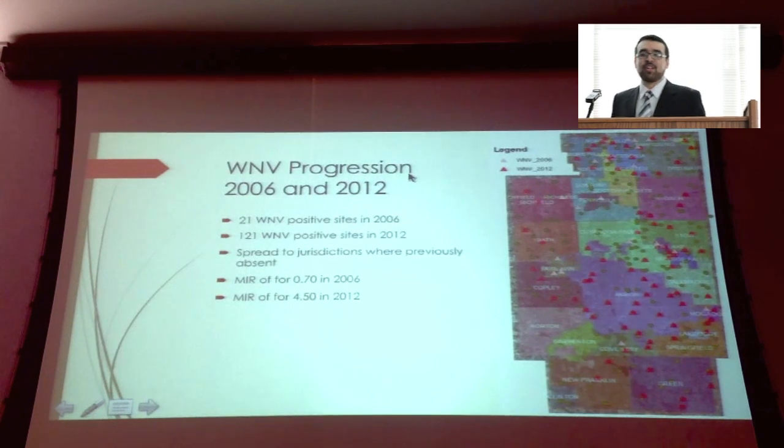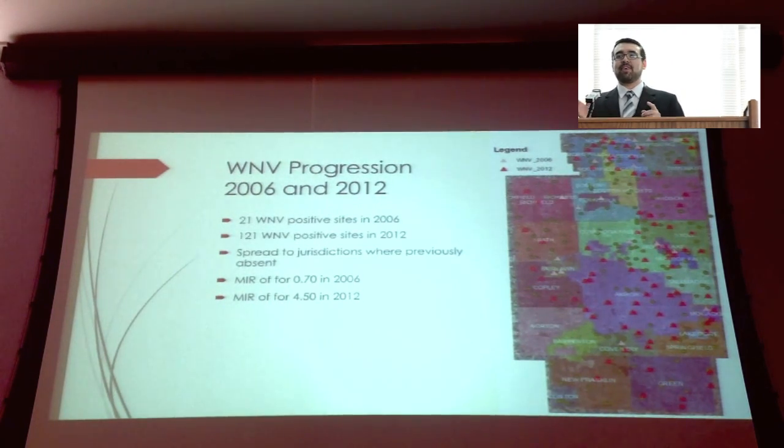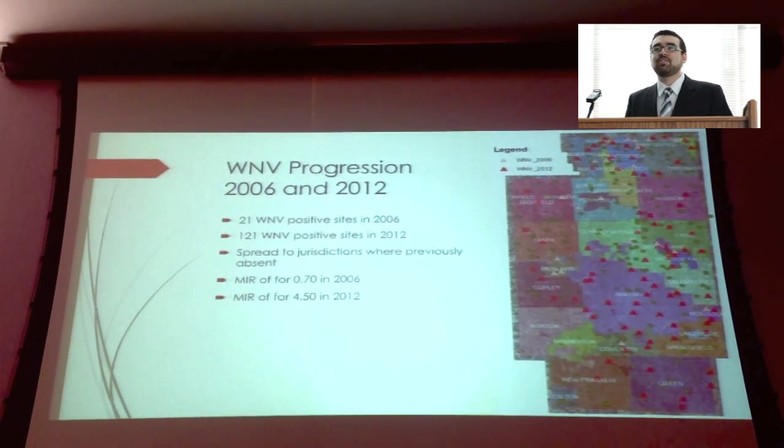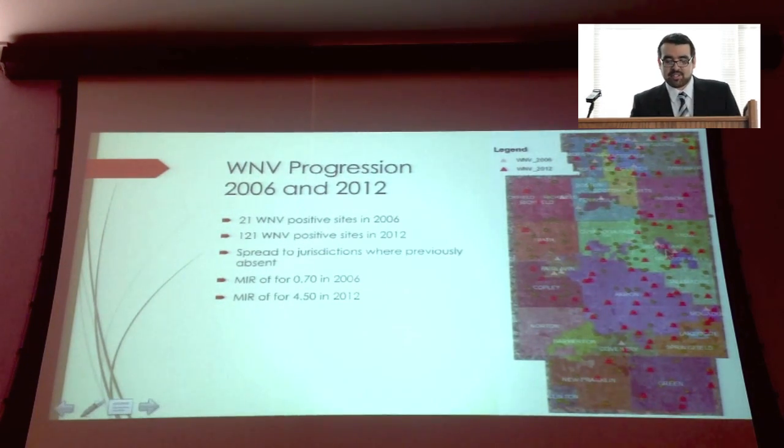Now, I also charted the West Nile virus positive trap site locations. And by trap site, I mean if it was positive at least once out of the 5 times it was set, because most of the traps are set an average of 5 times per year throughout the summer, spread out somewhat evenly. So for 2006, we had 21 West Nile virus positive sites, and these are shown in a light pink color here. And in 2012, we had 121 West Nile virus positive sites. And between 2006 and 2012, West Nile virus spread to jurisdictions where it was previously absent.